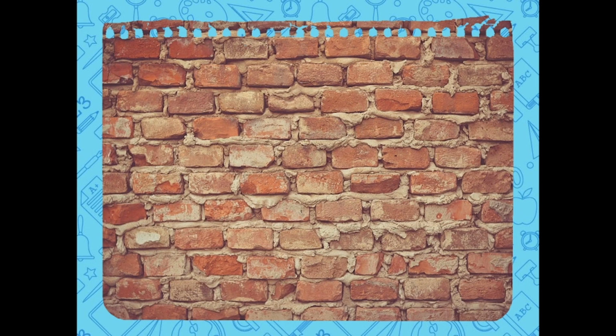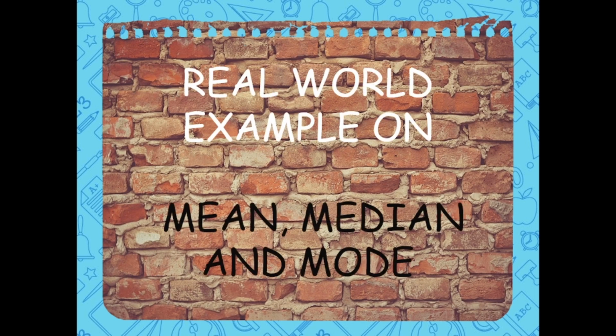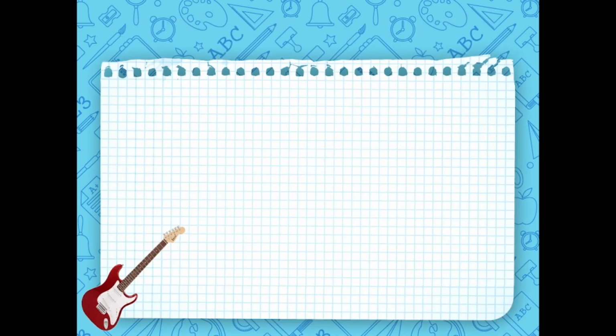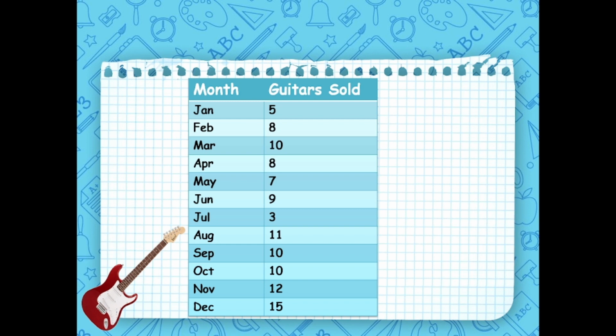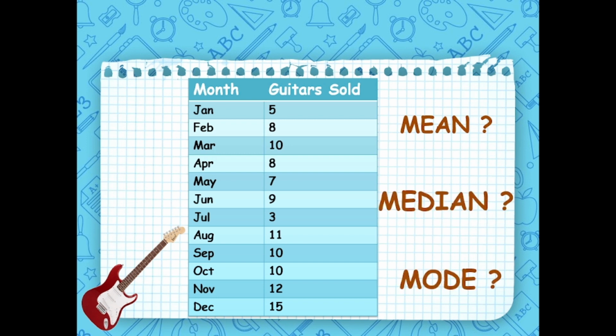Okay, so now that you know what the mean, median and the mode of a dataset are, let's put all the new information to use in one real world example. Suppose there is a guy who makes and sells custom guitars. Here is a table showing how many guitars he sold during each month of the year. Let's find the mean, median and mode of this set.